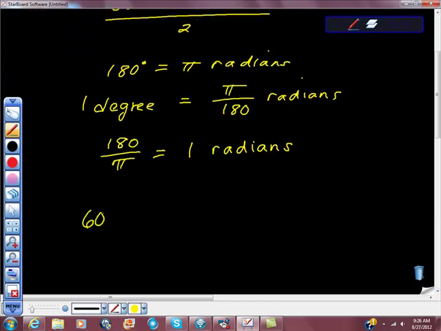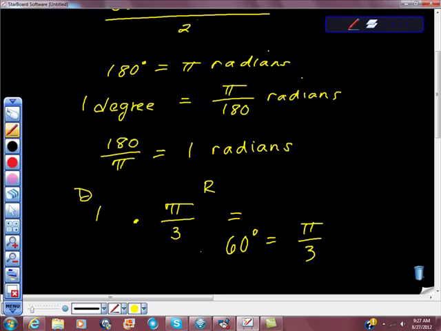So if I have 60 degrees and I want to turn that into radians, here's my degrees, and here are my radians, then all I'm going to do is multiply by pi over 180, times pi over 180, right? 60 goes into itself once, and it goes into 180 3 times, so we know that 60 degrees equals pi thirds radians. Alright?